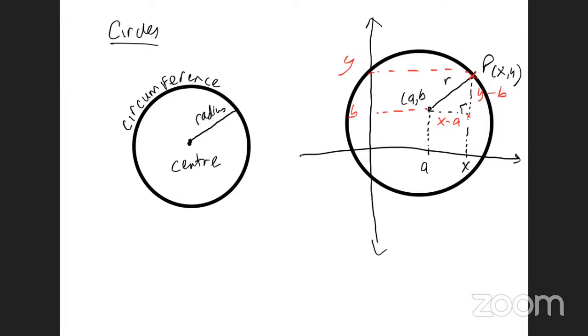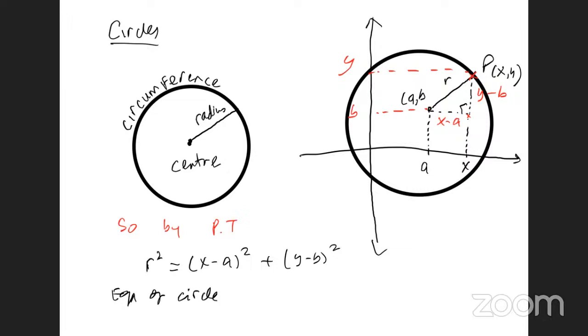All okay with that? So let's find R now. By Pythagoras theorem, R squared is equal to X minus A squared plus Y minus B squared. That's it. That is the equation of a circle. Equation of a circle. Right? X minus A squared plus Y minus B squared is R squared.